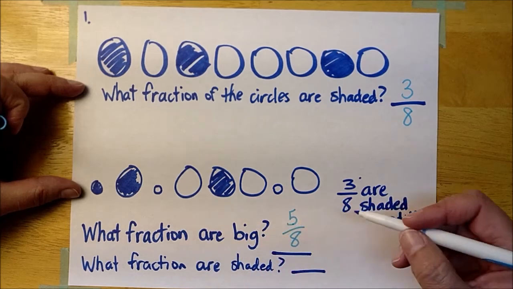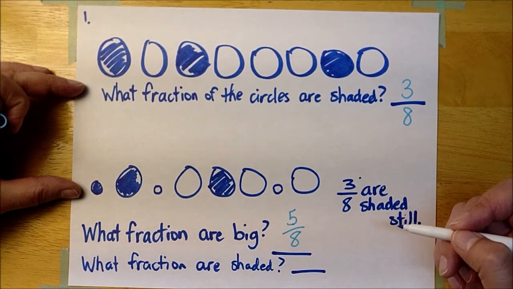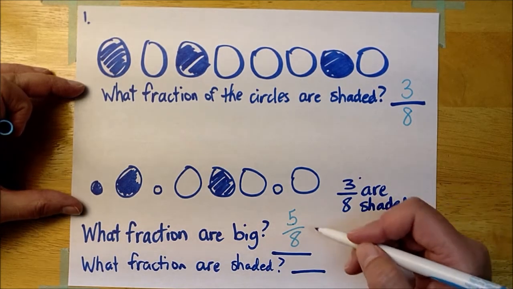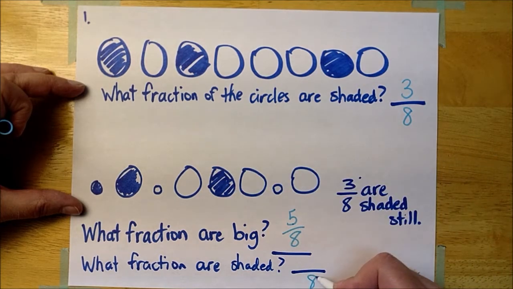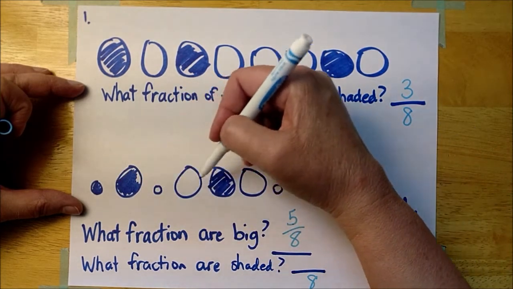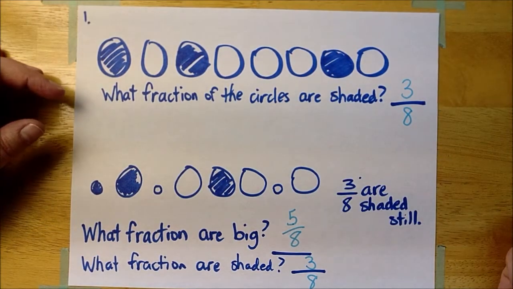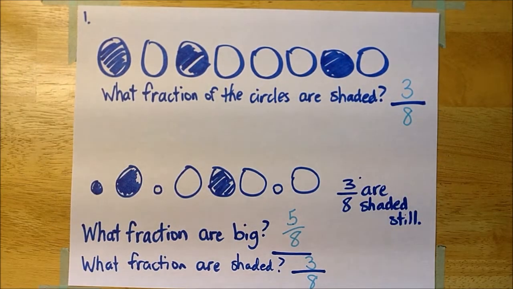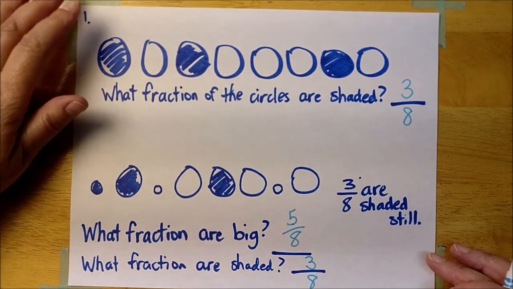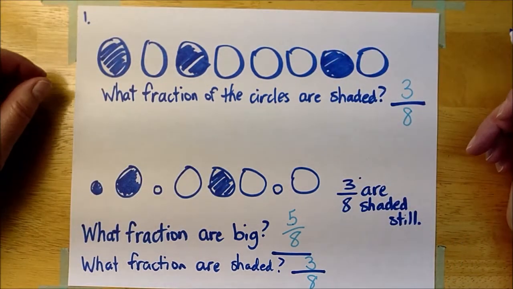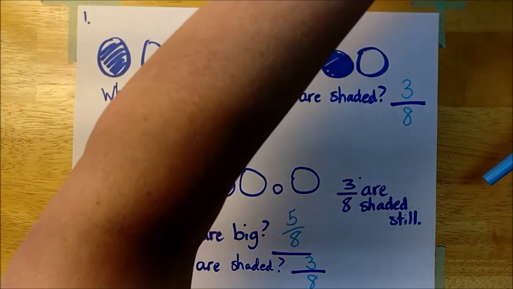What fraction of my ones are shaded? I still have 8 circles, 1, 2, 3, 4, 5, 6, 7, 8, and 3 of them are shaded. So we don't have to color in chocolate bars. We can have a set of things and we can make fractions with that set.